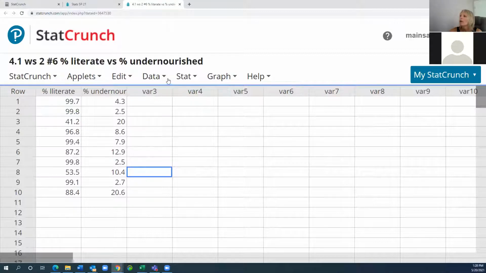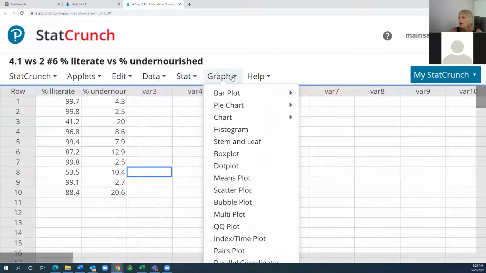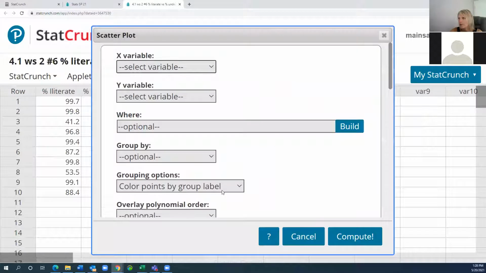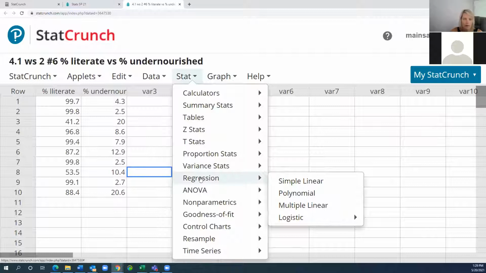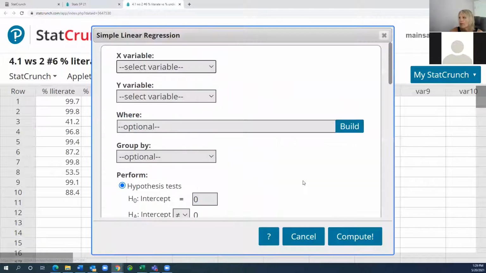So we're going to go to graph, and I'm going to go down to scatter plot, because remember on the videos, I said the cool thing is if you do, actually, no, let's go to stat and regression, because on the YouTube videos, I mentioned if we do the simple linear regression, on the second page of the printout, it gives us a scatter plot. So it kind of gives us everything we want there.